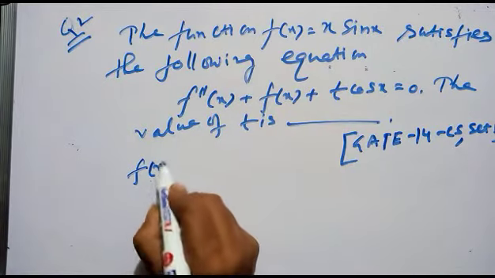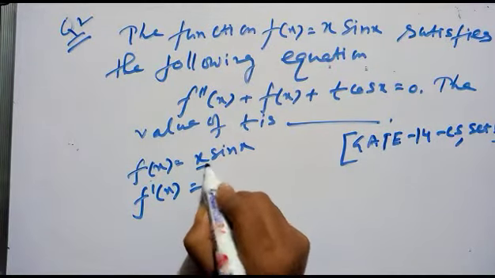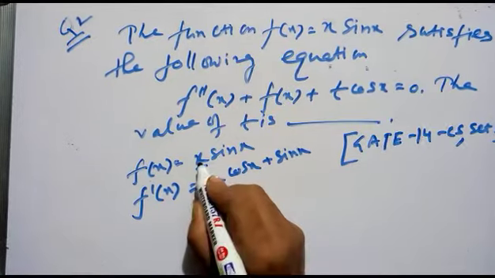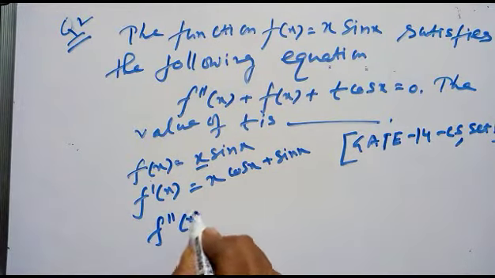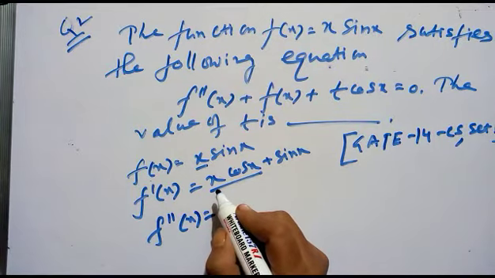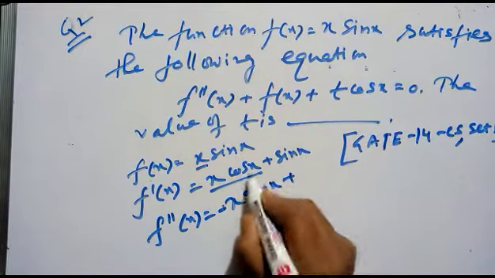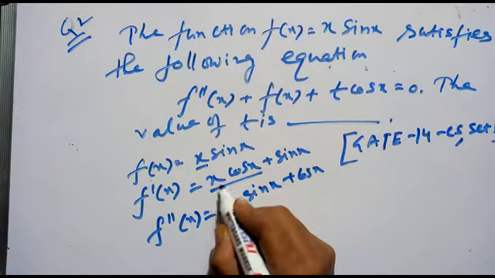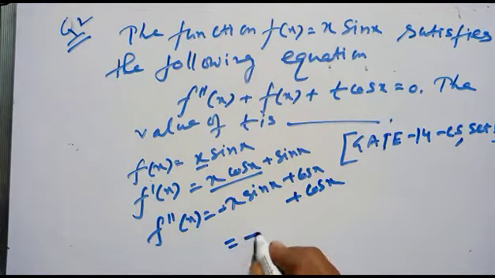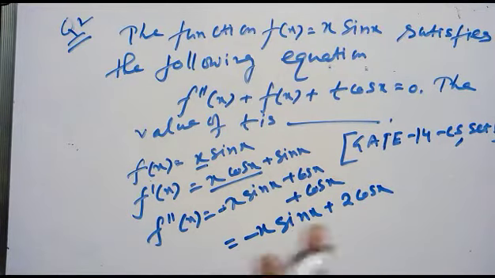So f of x is x sin x, so f dash x, the first order derivative of this. First we leave x and differentiate sin x, that means cos x, and we leave sin x and differentiate x. So d/dx of x means 1. Clear? Then second step, f double dash x equal to, here also we use the multiplication rule of differentiation. We leave x, then the derivative of cos x means minus sin x, and leave cos x, d/dx of x means 1, plus the differentiation of sin x, that means cos x. Clear? So this one is minus x sin x plus 2 cos x.